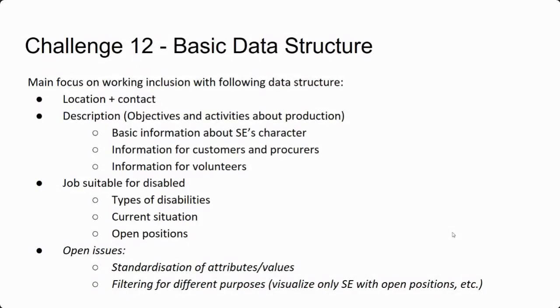And when we were thinking about open issues, what we have to improve in this atlas, probably we would need to focus on some standardization activities, how to standardize the attributes and values for filtering purposes. For example, how to filter or visualize only social enterprises with open positions, or filter only information where some special disabilities are accepted or something like that. So there are open issues.